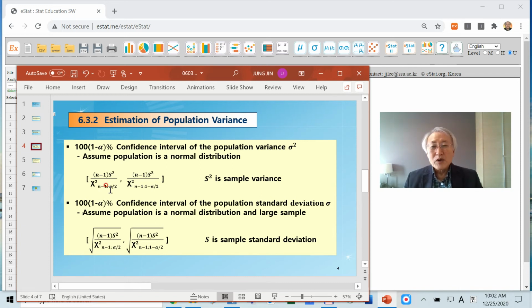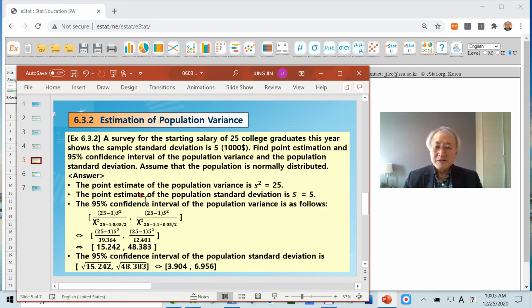But why are we using different values? Because chi-square is a skewed distribution. It's not normal or t, which are symmetric. Therefore, you have to find each value. In the case of 95%, you are looking for the left tail 2.5% and the right tail 2.5%. For the standard deviation confidence interval, you just take the square root.